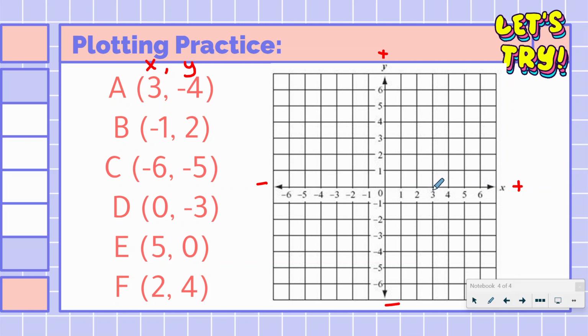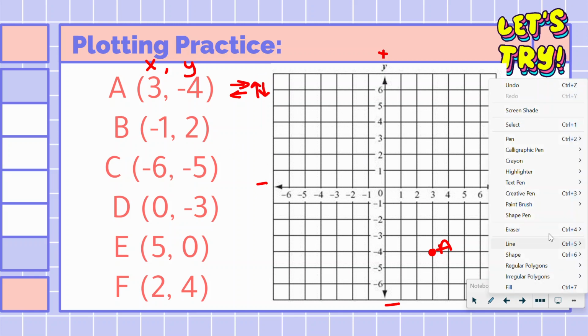And then it says negative 4. So we'd be going down, right? Down 4. 1, 2, 3, 4. That is the only place we were putting that. Some students want to do 3, negative 4 this way. But that would be negative 4, 3, because again, it always goes side to side first and then up or down. All right, let's try B, negative 1, 2.